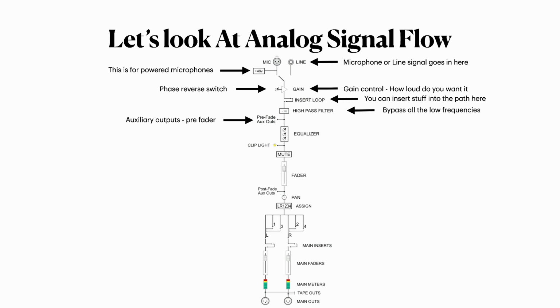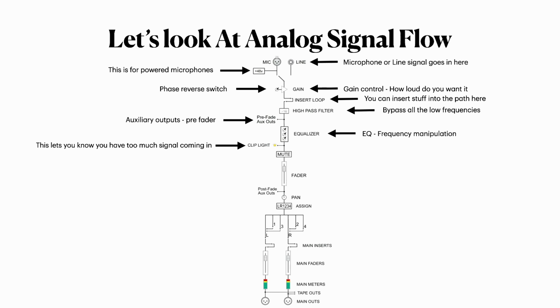Pre-fader auxiliary outputs. This is kind of important compared to the post-fader auxiliary outputs because this is pre-fader, meaning your volume control is not going to affect this. This is great for things like if you're sending it out to some speakers so they can hear the monitor speakers or headphones for your artist to listen to themselves, okay? And then you got frequency manipulation or EQ, okay?